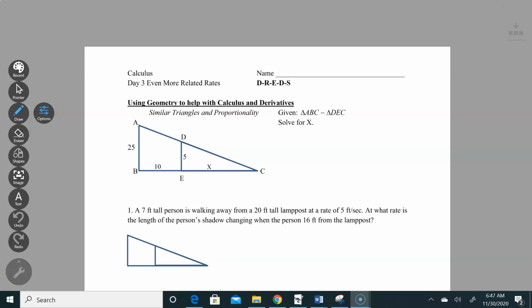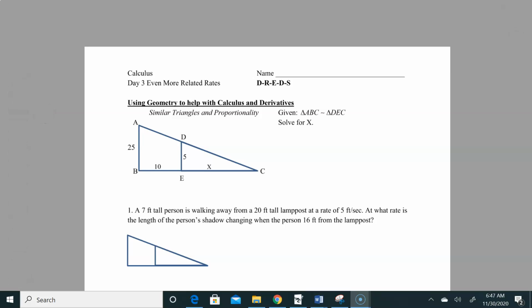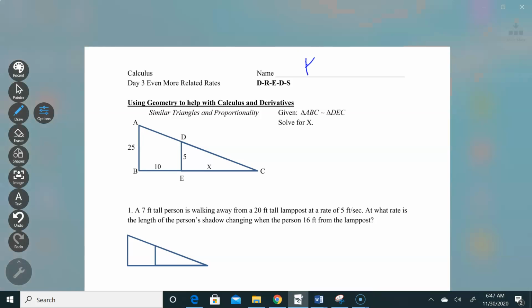Welcome to day 3. We're going to work even more with related rates, a little bit more difficult word problems and setting up things with more difficult derivatives. So first we're going to look at what we do in geometry.